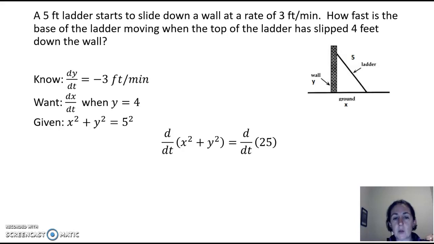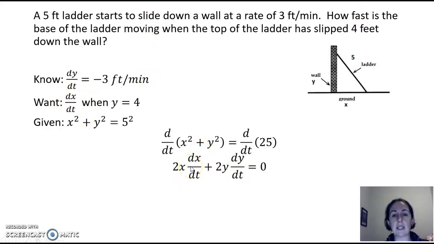The derivative of x squared is 2x dx/dt. The derivative of y squared with respect to t is 2y dy/dt. And the derivative of 25 with respect to t is 0. So now I'm looking for dx/dt, so I will solve this for dx/dt.